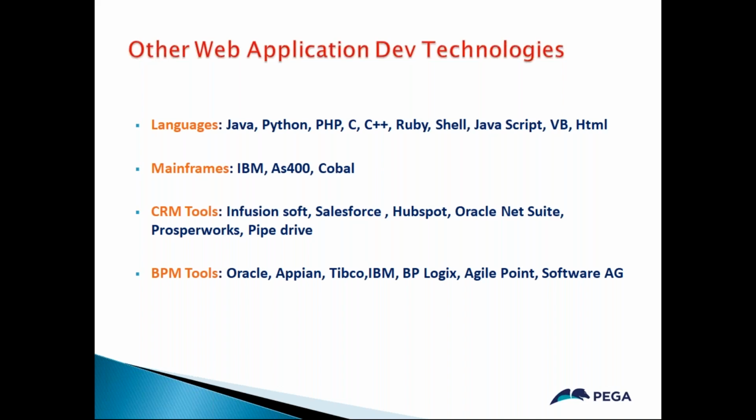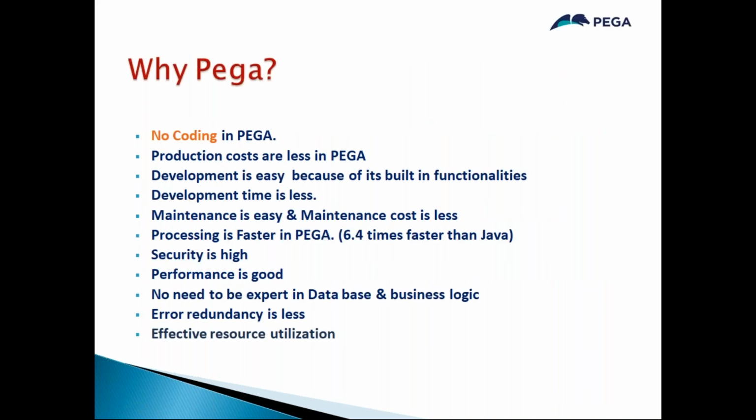Comparing all these, I want to tell you some advantages of Pega. Why is Pega more popular than other tools in the market? First, there is no coding, and development time and production costs are very low here. Suppose a Java project takes some 2 years, in Pega we can complete it within 6 to 8 months. Production costs are very low, and maintenance is easy. These are some of the main advantages.